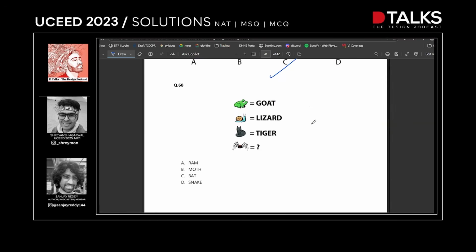Last one. So let's just write the names of these: frog, snail, cat, spider. The last letter is G. The next word starts from G. L T R, ram. Correct.